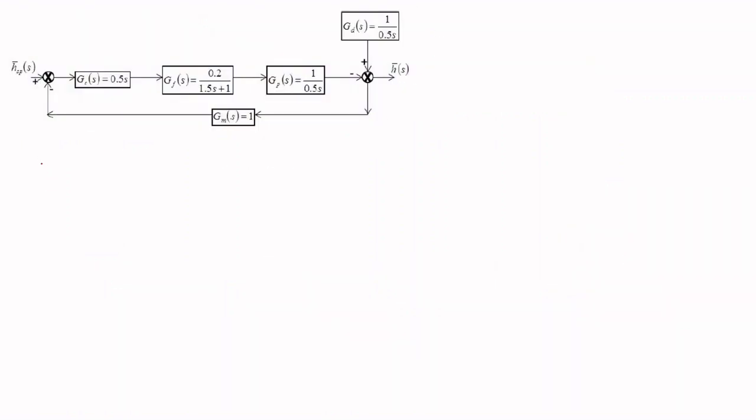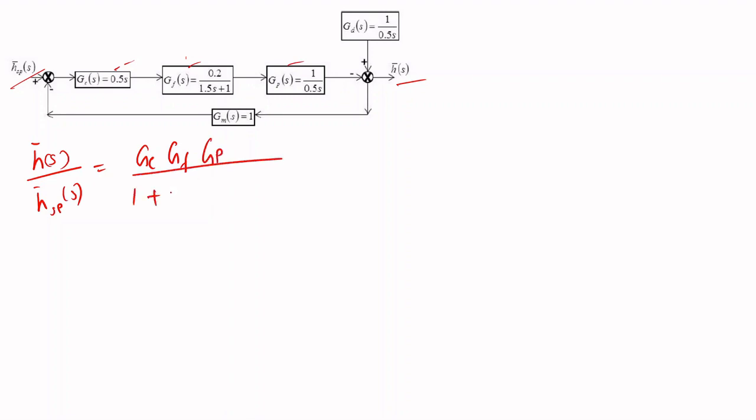So we can write the relation, the transfer function between h of s and the input set point hsp of s. The numerator of this transfer function will be the multiplication of these three blocks. Since we are calculating the relation between this and this term, it will become Gc Gf Gp upon 1 plus, in the denominator, the multiplication of all of these blocks, so it will become Gc Gf Gp and Gm. All these terms will be in the s domain.